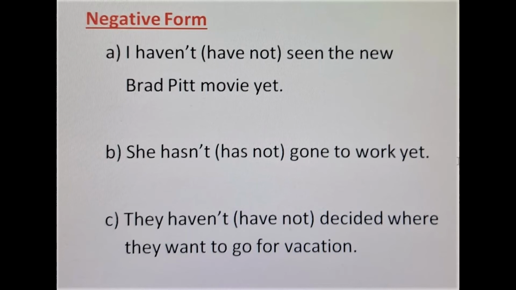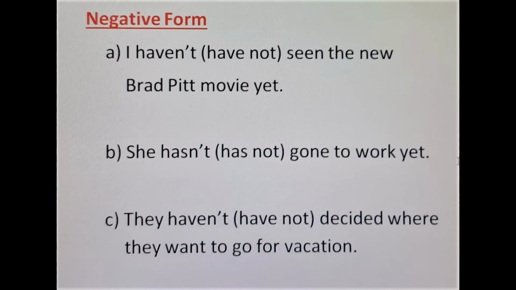Here we have the negative form of the present perfect. And we're going to use again have plus the past participle. A. I haven't seen the new Brad Pitt movie yet. Repeat. Very good. And we use the contraction of have not, which becomes haven't. Try it. Repeat. Haven't.